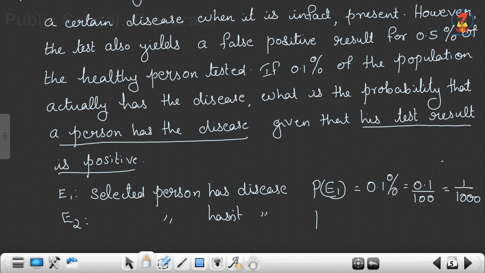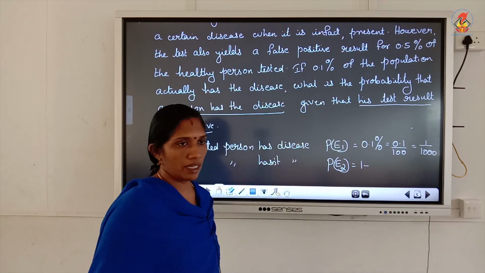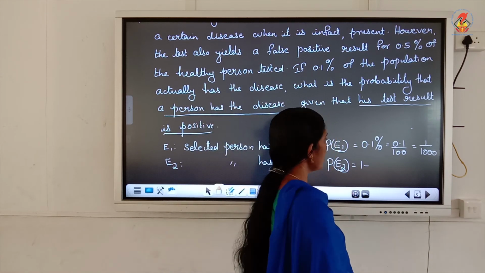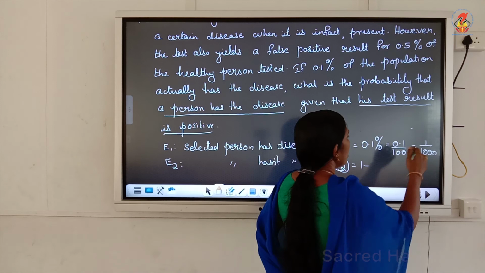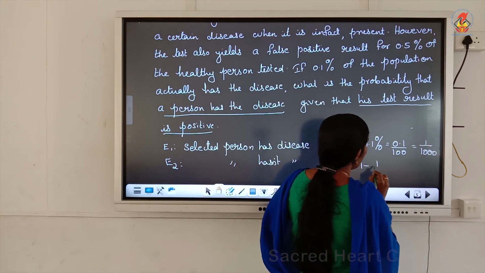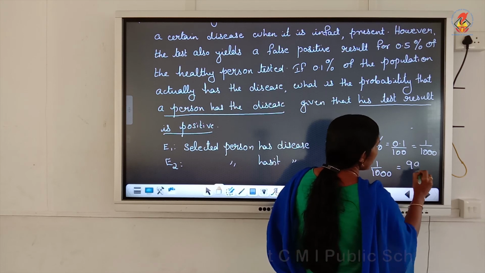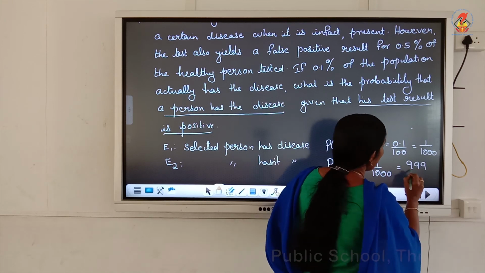Now what is P of E2? P of E2 is the complement of E1. So we can write 1 minus the proportion of the population that has disease. The percentage of population that has not disease means you have to find the complement. So complement of this number is 1 minus 1 by 1000, that means 999 by 1000.